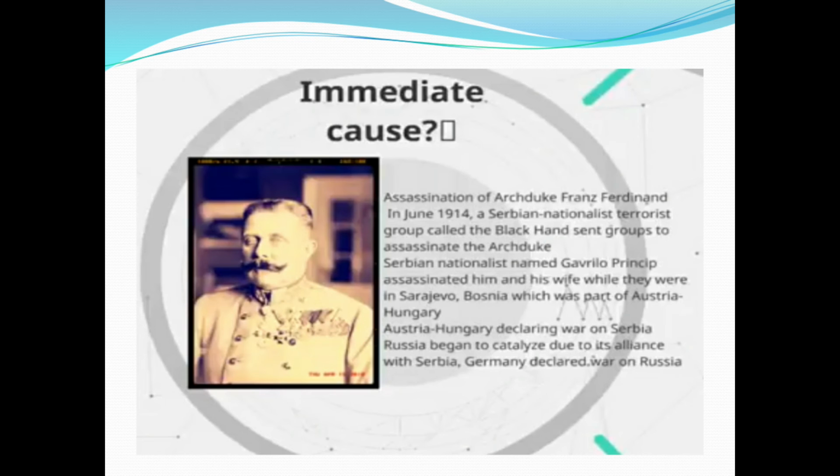Britain, France, Russia, and the other allies were called the Allied powers, as we just saw in the previous slide, while Germany, Austria, and their allies were called the Central powers. The war was fought in many different areas called fronts.